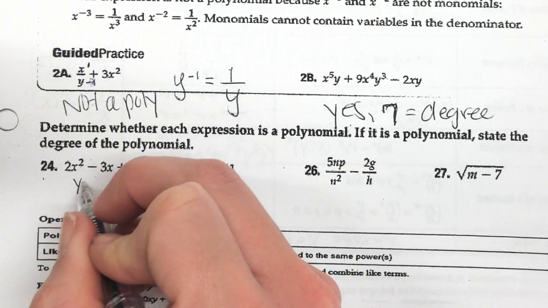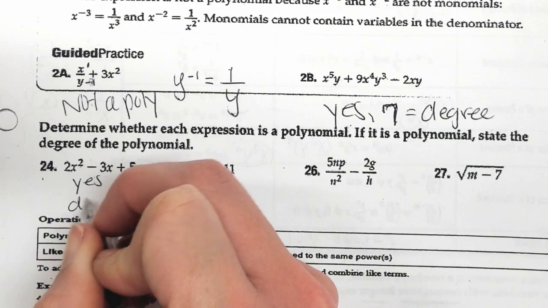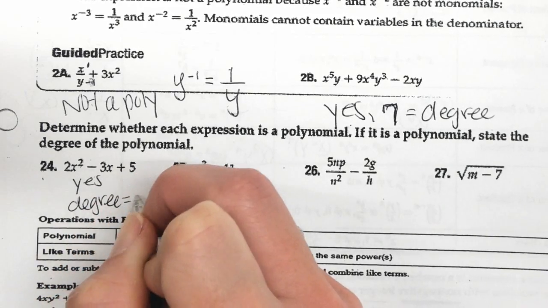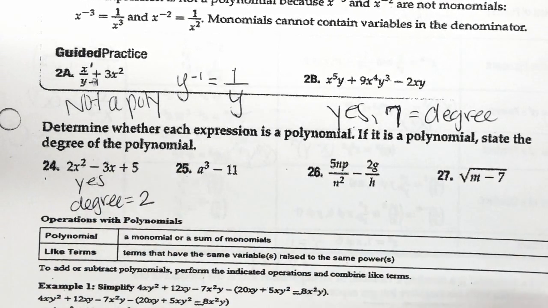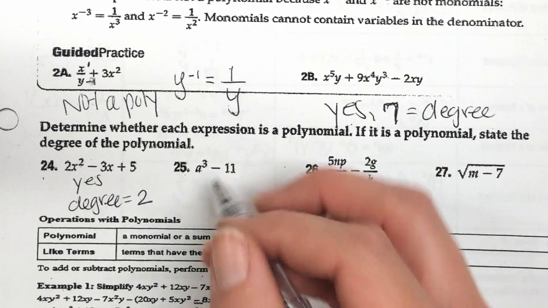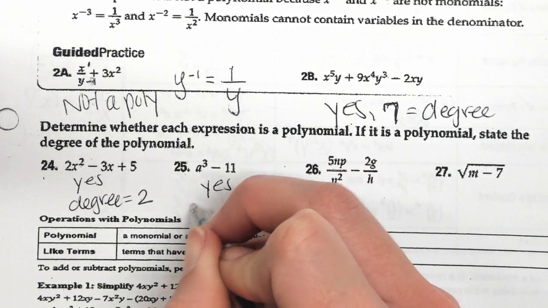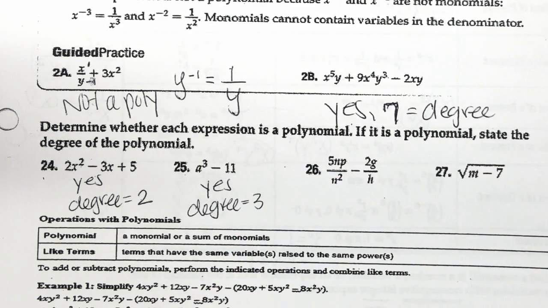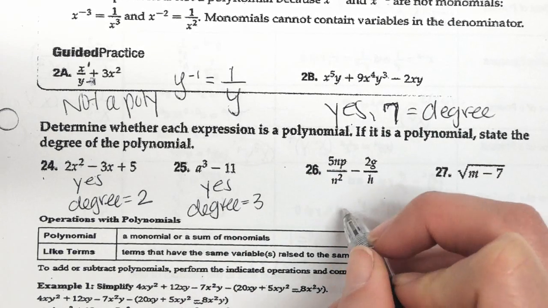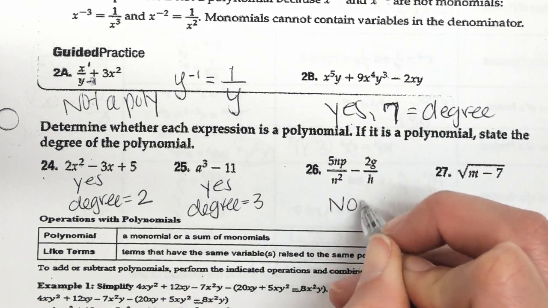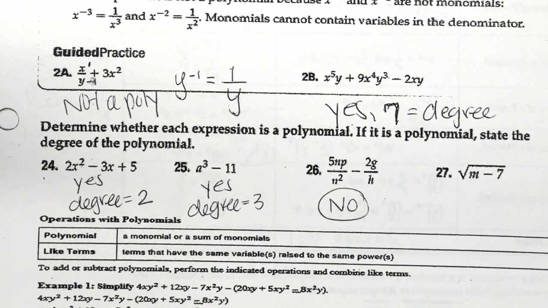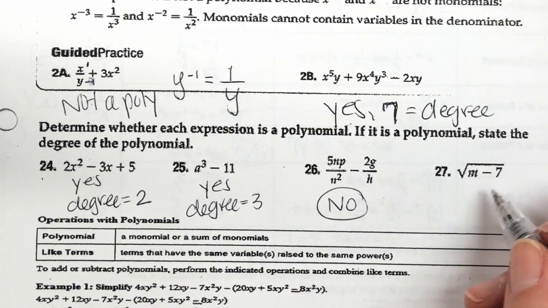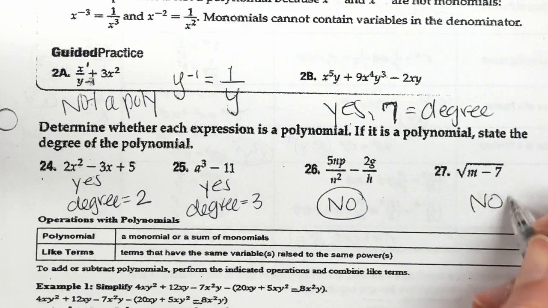Yes, and what's the degree? Good, 2. Yes or no? Yes, what's the degree? Good. Stop me if you have a question. Yes or no? Why? Good. Letters on bottom. Yes or no? Because of the square root. Very good.